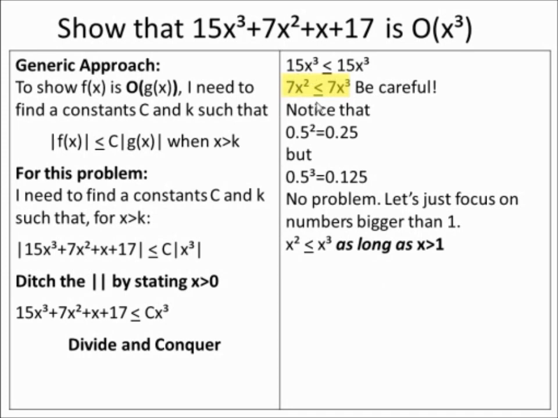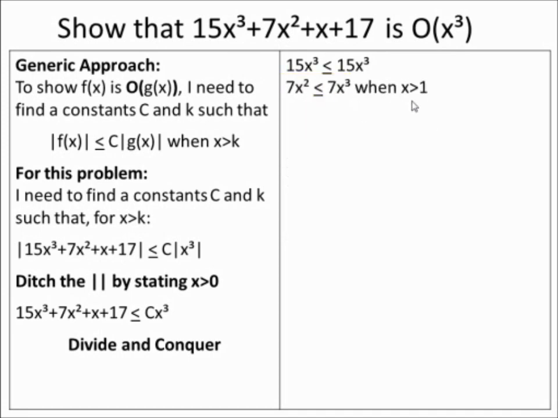So again, let's return to this. I want to say that 7x squared is less than or equal to 7x cubed, right? Then I'm done. I've bounded 7x squared by a multiple of x cubed. And I can do that as long as I say that x is greater than 1.